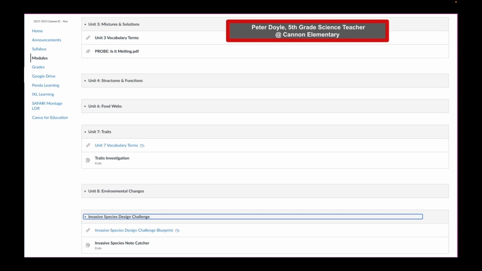You will notice in Unit 3, he has a Unit 3 vocab term link that opens in a new tab and directs them to a slideshow with vocabulary terms. He also has attachments for probes, Is It Melting?, which is a PDF. In Unit 7, he has another Unit 7 vocabulary term linked slideshow, as well as an assignment on traits investigation. And then notice Invasive Species Design Challenge, he has another link, as well as an assignment note catcher. This is one way to organize your modules according to unit.